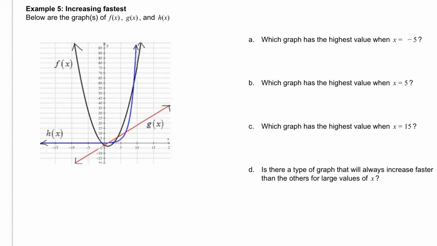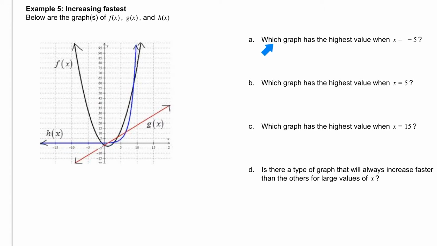In example 5, we're looking at which graphs increase the fastest. We have our f of x graph, which is our quadratic graph, our parabola. We have our g of x graph, which is our straight line, the red graph right here. And we have our h of x graph, which is the blue exponential function right here.